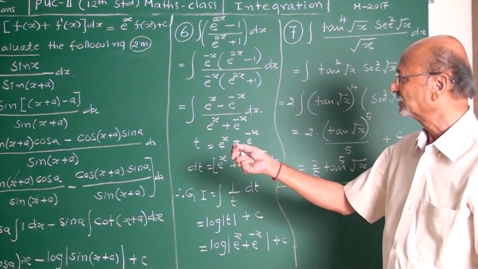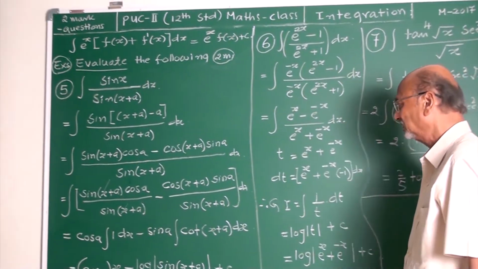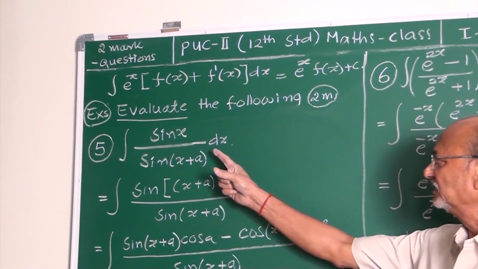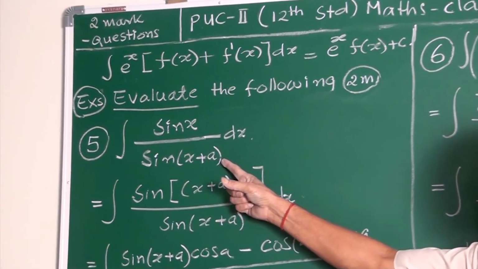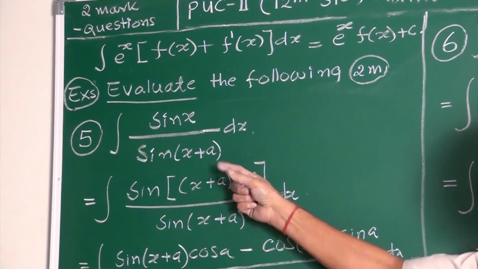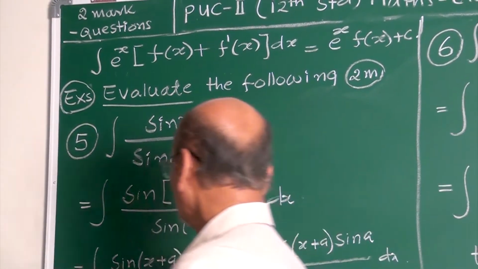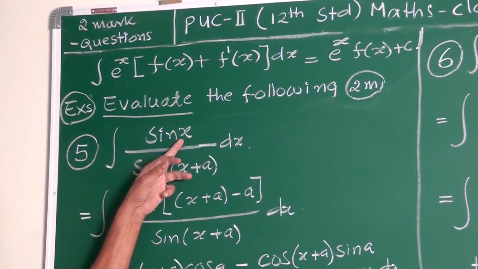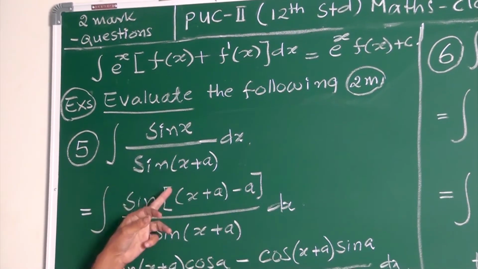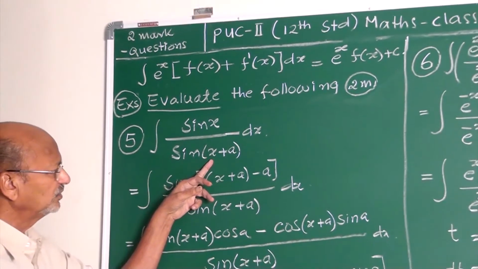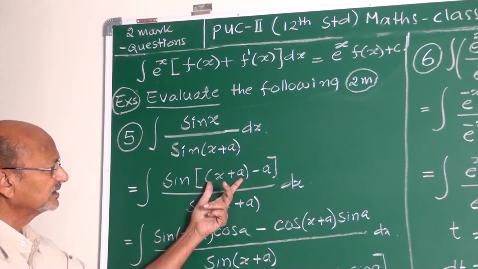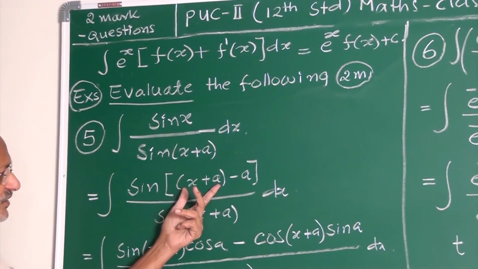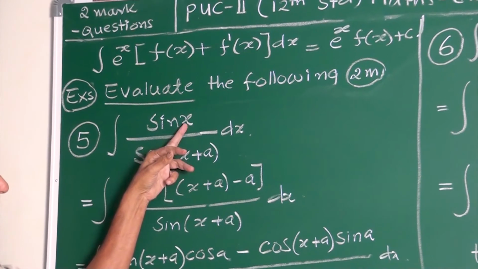Friends, I have selected the next little bit, either 2 or 3 mark questions. It is sin x upon sin x plus a. In this case, my friend, you want this x to be converted in terms of the denominator first. To get the numerator, what is the adjustment? Minus a. x plus a minus a is x itself.